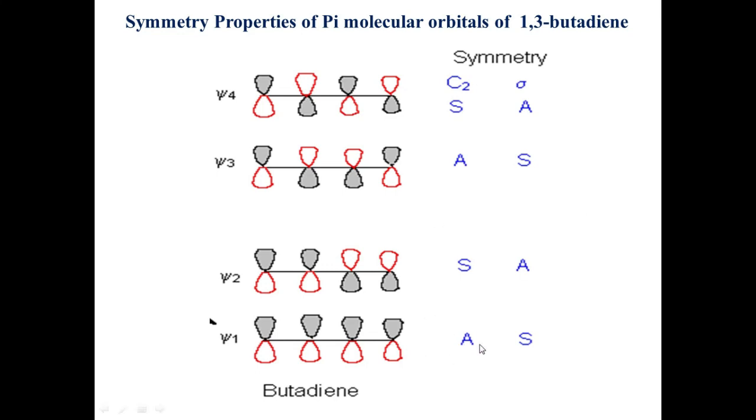the anti and syn position, right? Here is also S and A, another is psi 3 is A and S, and psi 4 is S and A. This is symmetry formation. C2 and sigma is the property. Generally we call it butadiene, for example of the symmetry properties of pi molecular orbital of 1,3-butadiene.